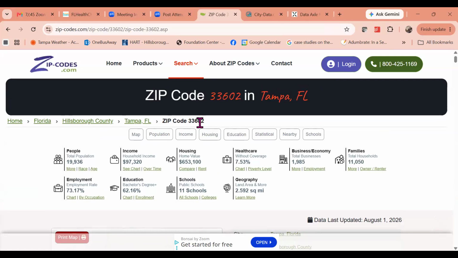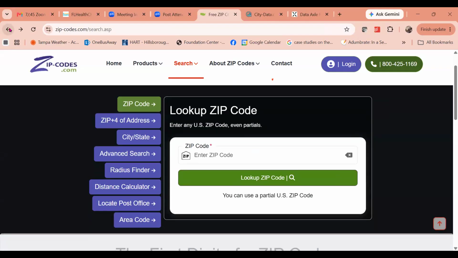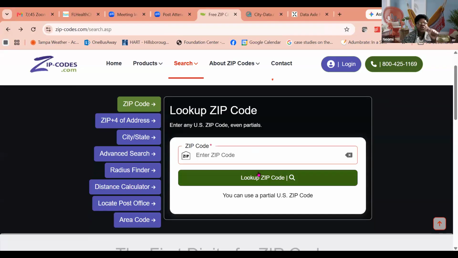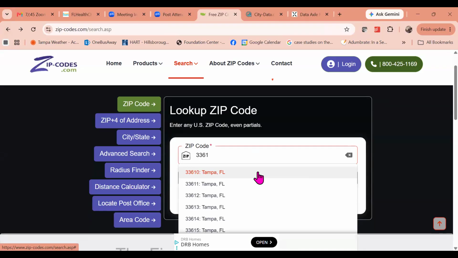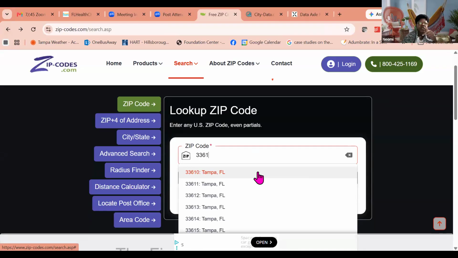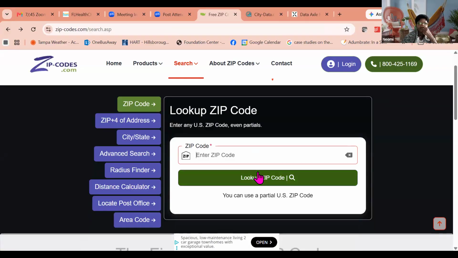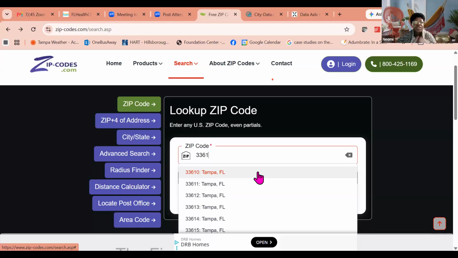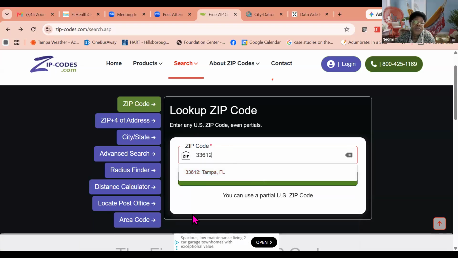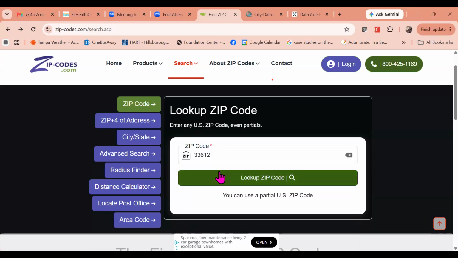Well, I did 33602, but I want to do your zip code. What's your zip code again? 33612. Where you live or where the business is? Where I live. Let's go where you live so you can see what's going on in your neighborhood. Not much going on over here. People don't work over here, most of them. Okay, let's see what's going on.